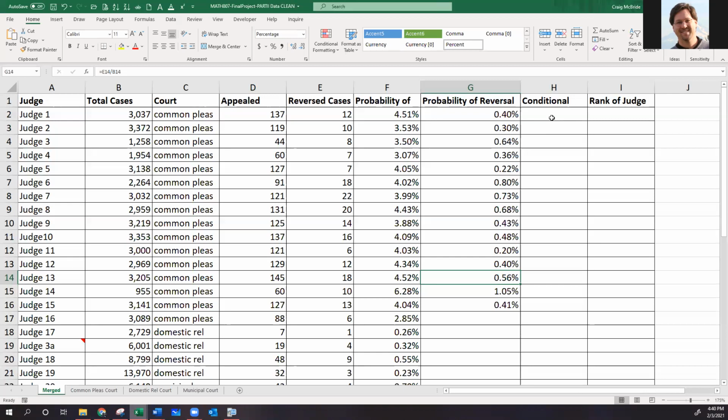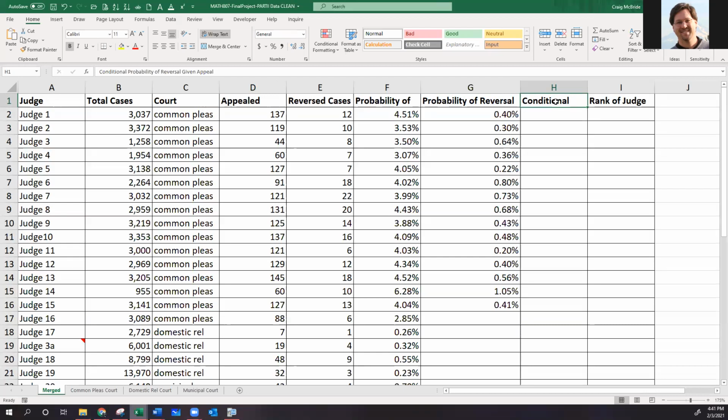Somebody asked if the rankings are your opinions. Yes. There really are probably 3 logical ways that you could rank the judges. You could rank them based on who has the lowest probability of having an appeal, who has the lowest probability of having a reversal, or who has the lowest probability of the conditional reversal, right? Which is just the probability of a reversal given an appeal. So basically, what's the probability that their ruling gets reversed given that it's already been appealed?